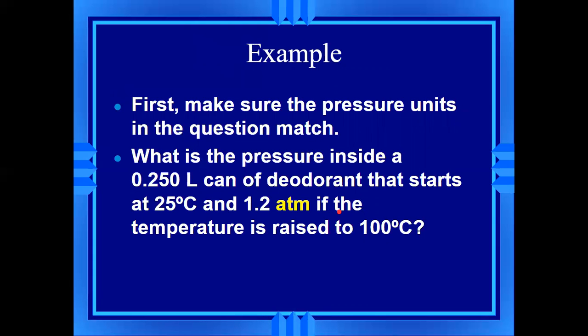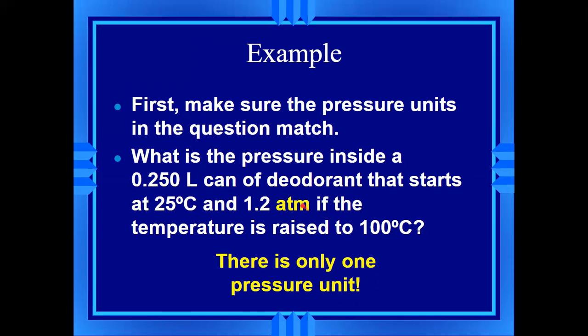The very first thing you want to do is make sure all of the pressure units match. Previously I showed you that there are 4 different units for pressure: atmosphere, millimeter of mercury, torr, and kilopascals. You just want to make sure that all the pressures in the problem are in the same units. When we look at our problem, we see that only one pressure unit exists, the 1.2 atmospheres. Since there's only one time that pressure is mentioned, then we're good, so we can move on to the next step.